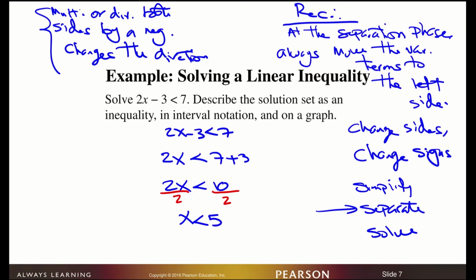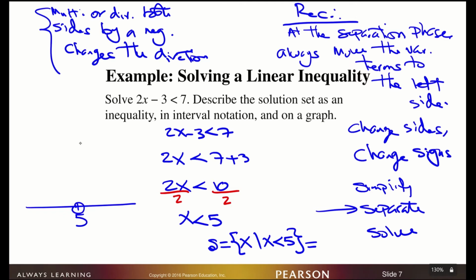So now we can write the solution set. In set builder notation, it'll be all x such that x is less than 5. In interval notation, it's easier if you graph it first, then write the interval notation. See? There is all the real numbers less than 5, right?